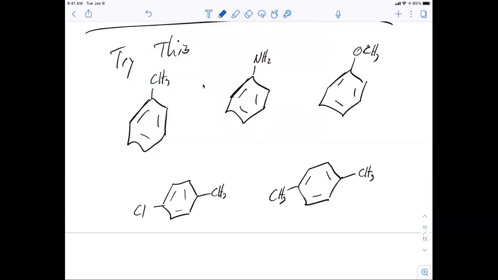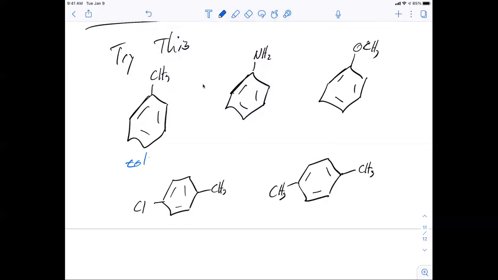Okay, so let's take a look. What's the common name for the first one that's also an accepted IUPAC name? Toluene. I could have also named this as what? Methylbenzene. Okay, the second one, common, aniline. Okay. That can also be known as aminobenzene.